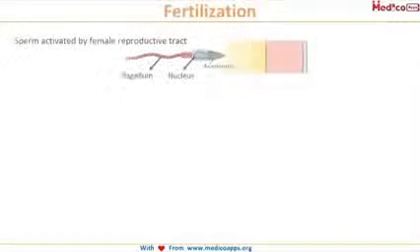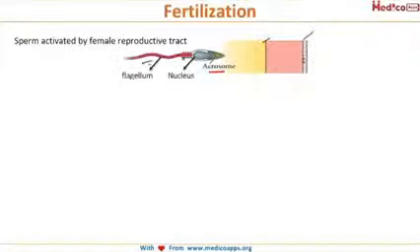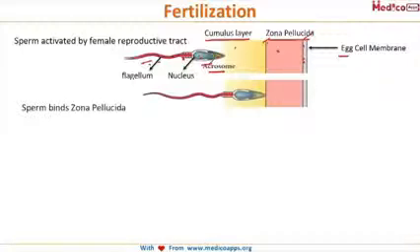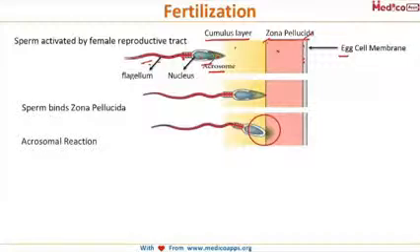And this entire process can be seen beautifully depicted in this diagram. Here we can see a mature sperm with a nucleus, a middle piece and a tail and an acrosomal cap. And this diagram depicts the cell membranes of the oocyte, namely the egg cell membrane or the vitelline membrane, the mucoprotein layer that is the zona pellucida, and the outer layer that is cumulus layer or you can say corona radiata. Now this sperm crosses the corona radiata and attaches itself to the zona pellucida. It causes the release of enzymes from the acrosome of the sperm and this is acrosomal reaction.